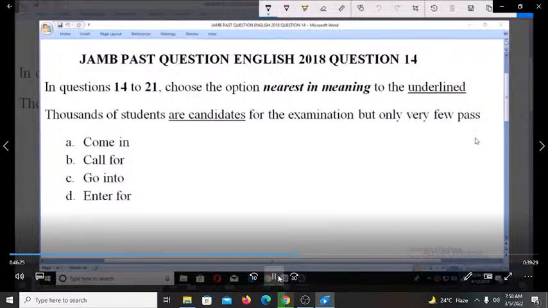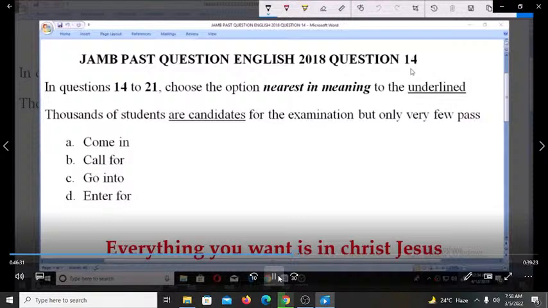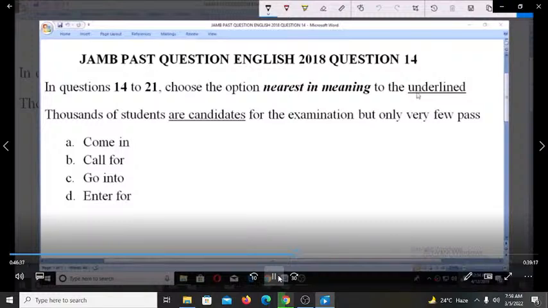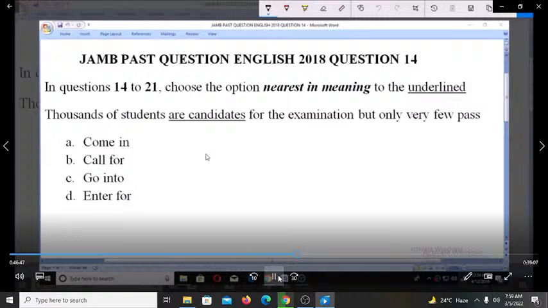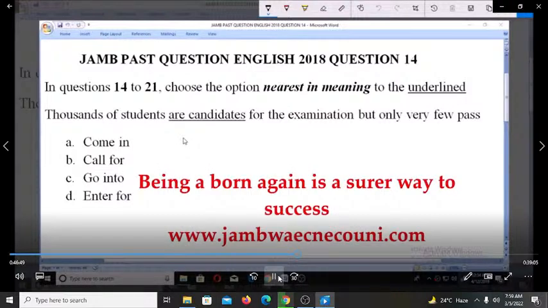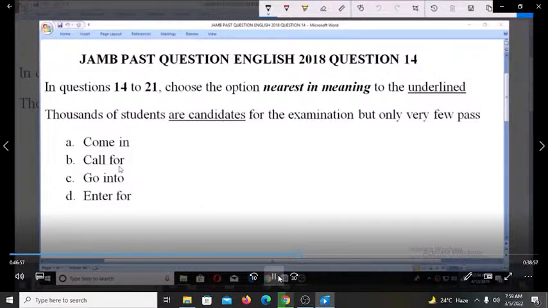Hello, welcome. Let's look at this JAMB past questions, English 2018, question number 14. In questions 14 to 21, choose the option nearest in meaning to the underlined. Thousands of students are candidates for the examination, but only very few pass. The underlined words are candidates. The options are A, coming in; B, call for; C, go into; D, enter for.